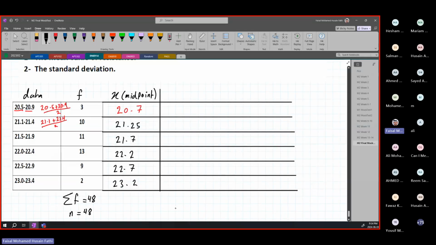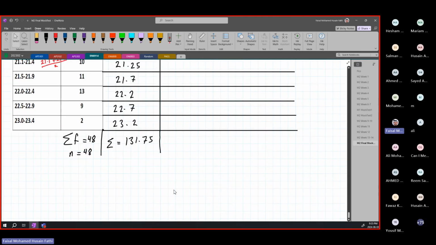Finding the average: the first thing you need to do is find the sum of your midpoints, which is 20.7 plus 21.25 plus 21.7 plus 22.2 plus 22.7 plus 23.2, which gives us 131.75.